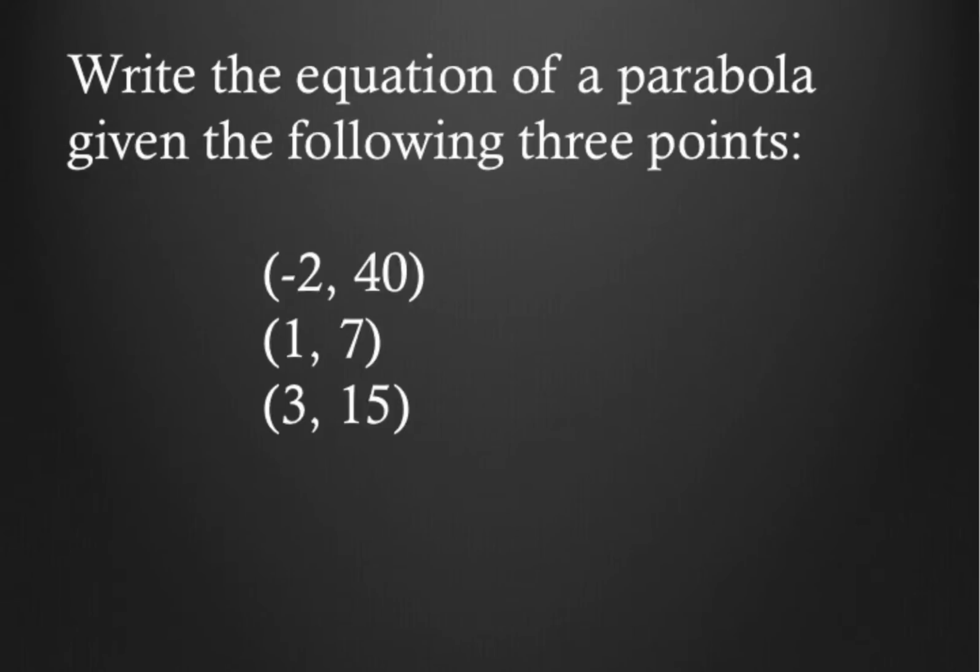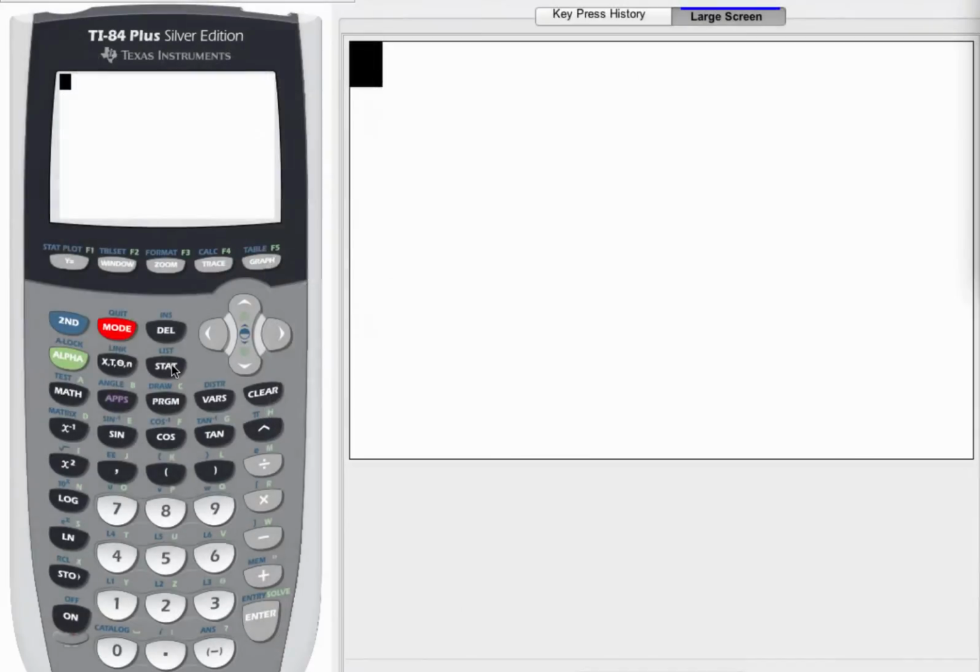What we're going to do in our TI-84 is put those two columns, our x column and our y column, into a list. So let's go to our TI-84 graphing calculator. Just make sure yours is turned on and follow along. Now the first thing you're going to want to do is hit the Stat button.